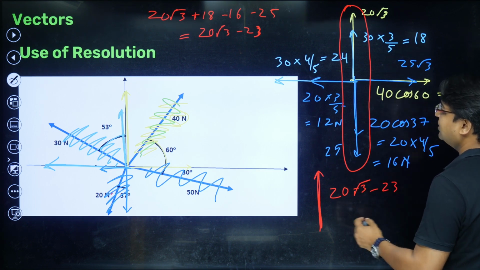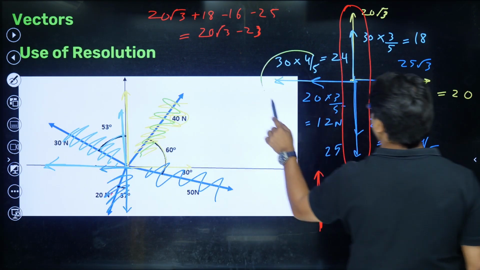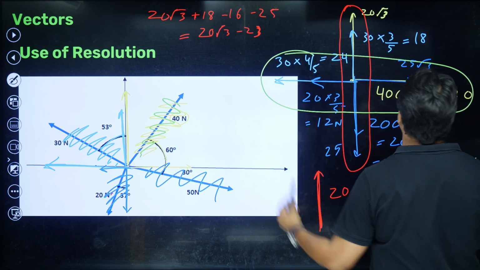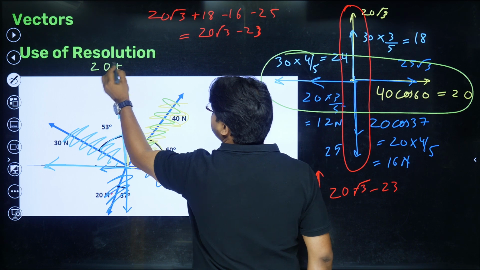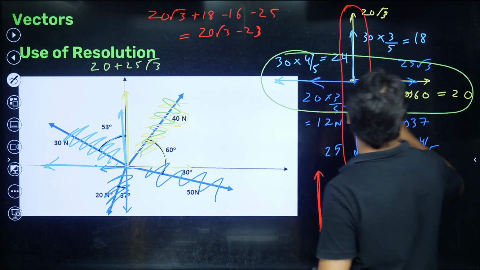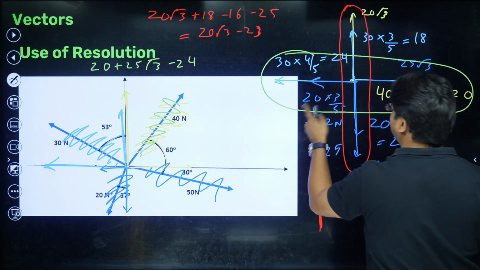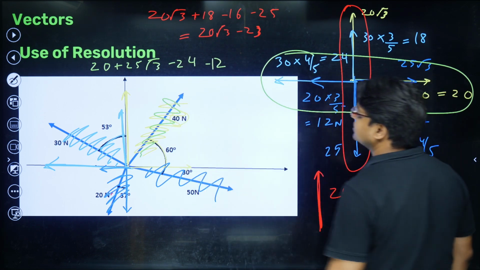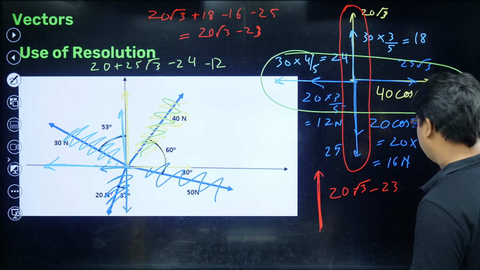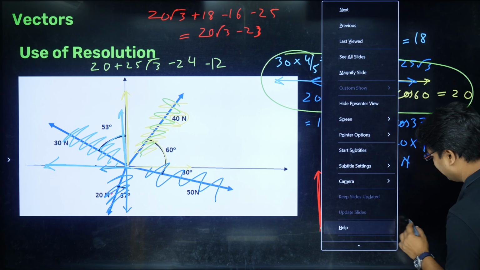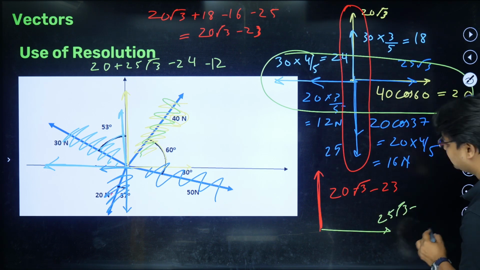Okay. And similarly, we will add up all the vectors along the x-axis. Add and subtract depending upon their direction. So in this direction, we have 20 plus 25 root 3. I'll write it here. 20 plus 25 root 3 minus 24 minus 12. So how much is this? This is 25 root 3 minus 16. So we have another arrow in this direction, 25 root 3 minus 16.